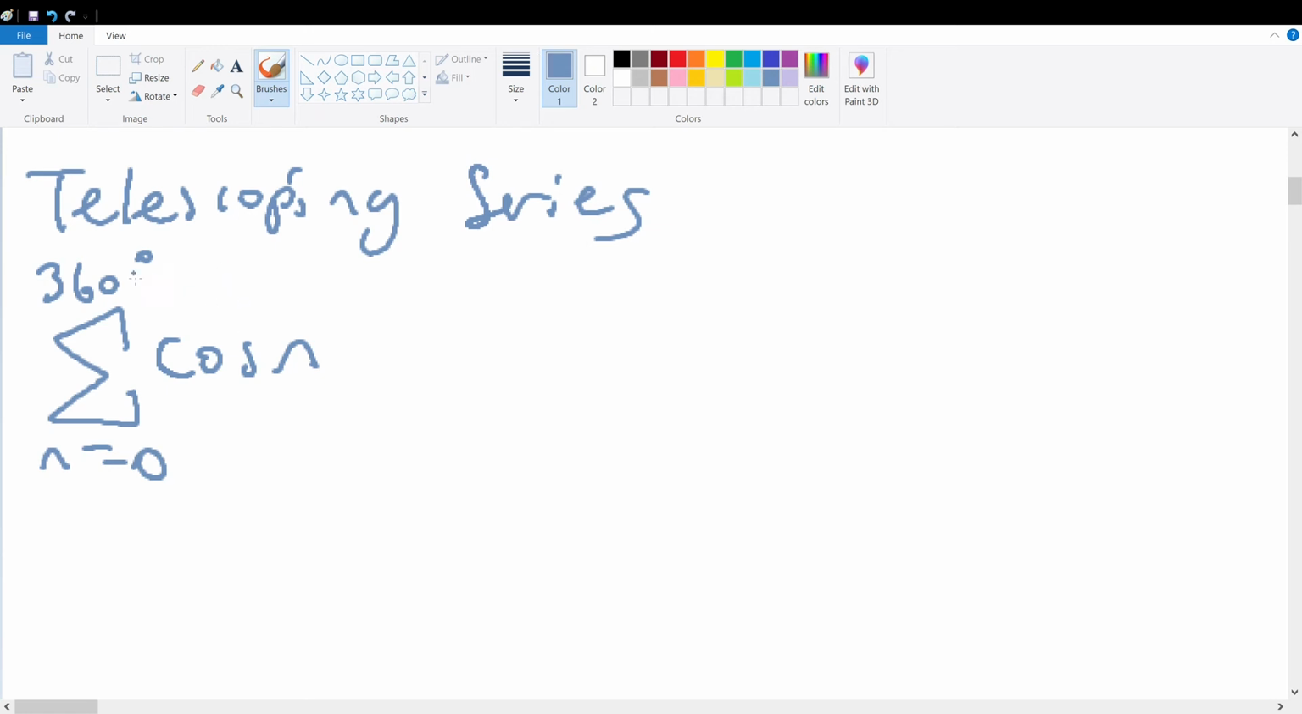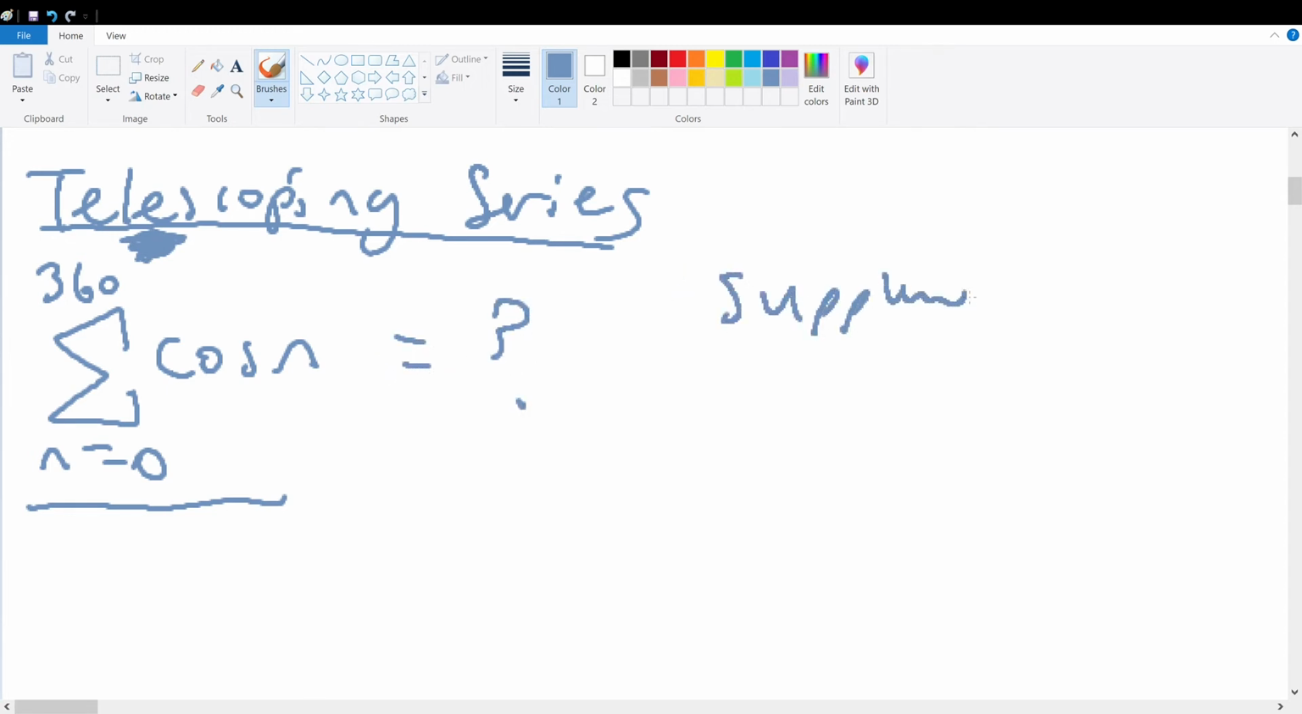Hello everyone, in today's lesson we're going to be talking about telescoping series, particularly this series, cosine n, when n starts at 0 and ends at 360. So how do we solve this equation? First of all, we need to know supplementary properties. If you don't know supplementary properties, you can't solve this.